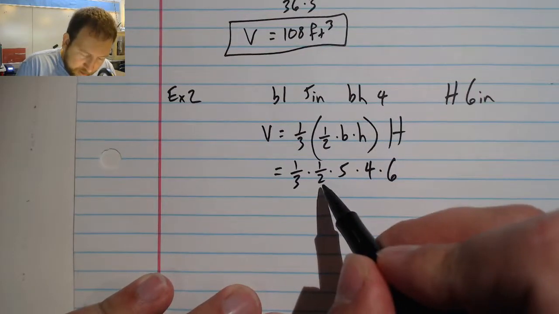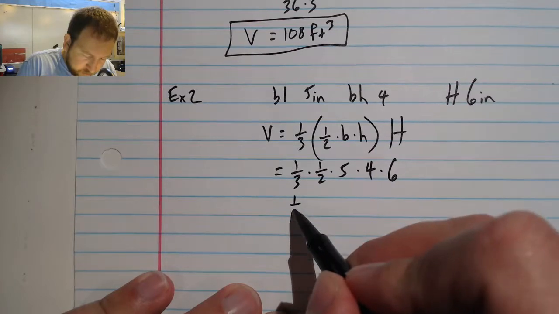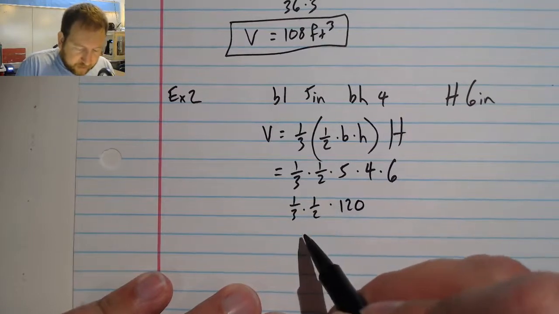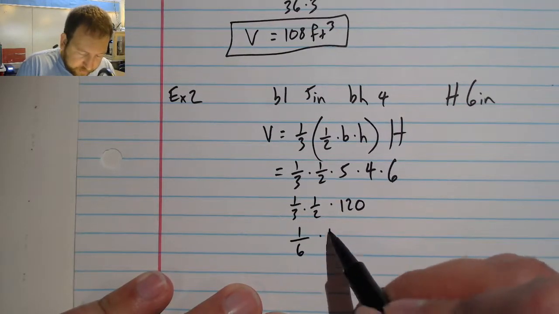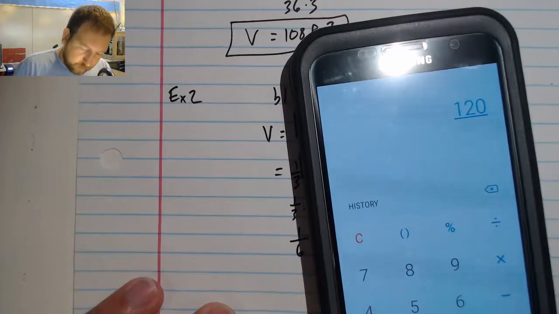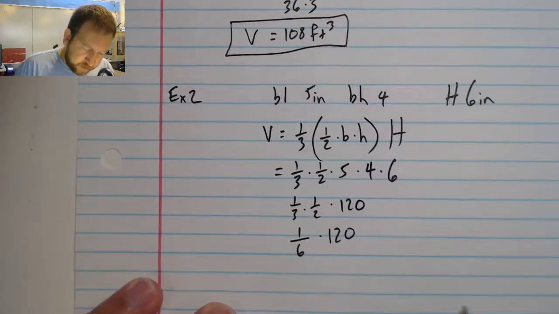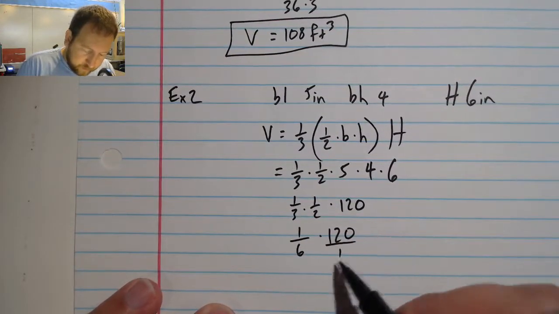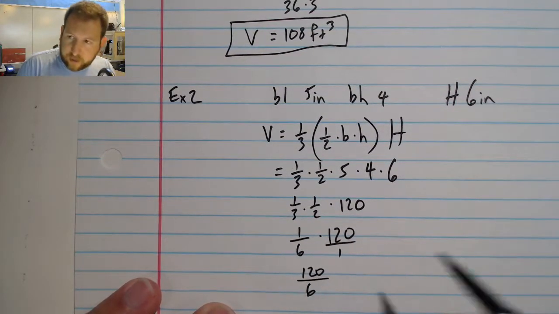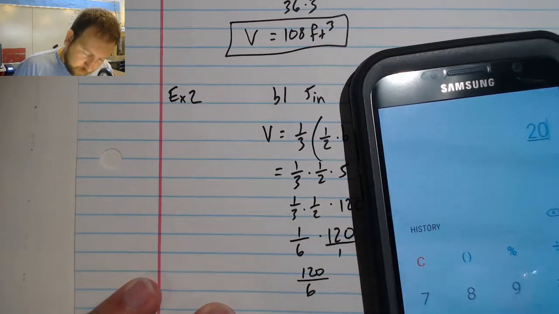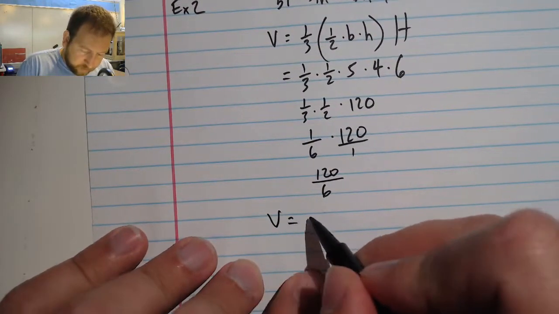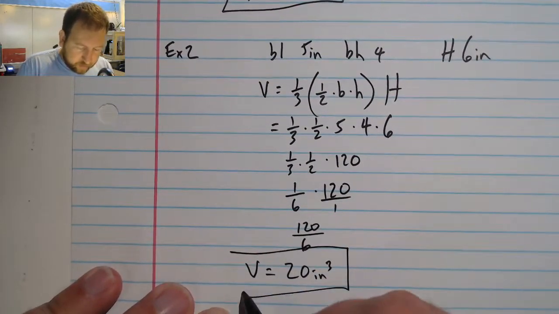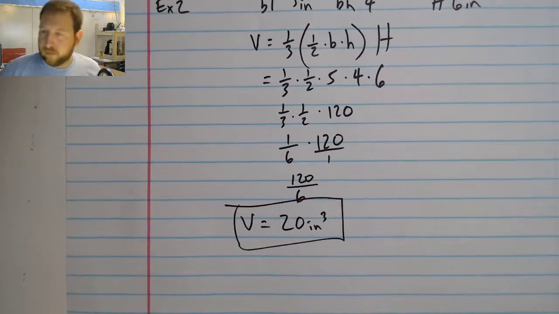120 times 1/2. I guess I can just write this. I'll just go 1/3 times 1/2 times 120. 1/3 times 1/2 should be 1/6 times 120. Which is really just 120 divided by 6, right? Because I can multiply like that. 120 over 6. My volume is 20, and I'm in inches. Inches cubed. Okay, good luck.